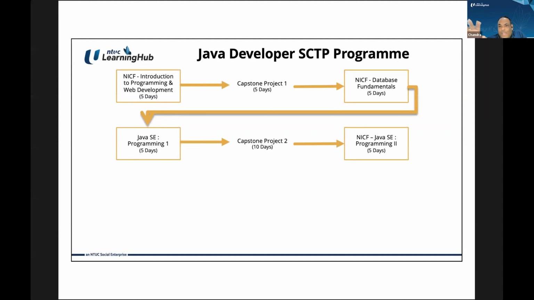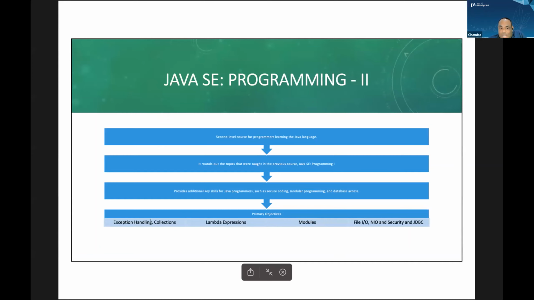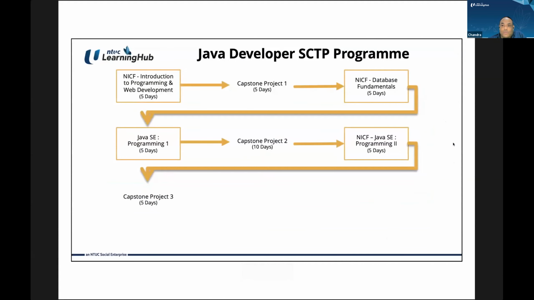After that, we'll be going to advanced programming skills of Java, where we'll be talking about exception handling, collections, Lambda, modules, file IO, native IO, security, and JDBC. These are the different skills that we'll be talking about in this particular session, Java SE programming level 2. Predominantly we'll be focusing on file IO, JDBC, exception handling, and Lambda expressions. Once you're done with that, we have a capstone for 5 days. After the capstone for 5 days is done, we'll be going to the Spring Boot fundamentals.